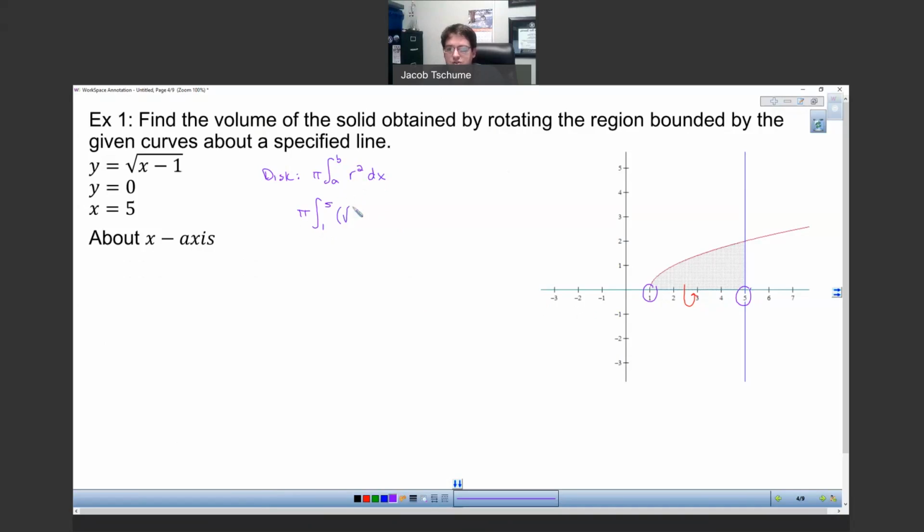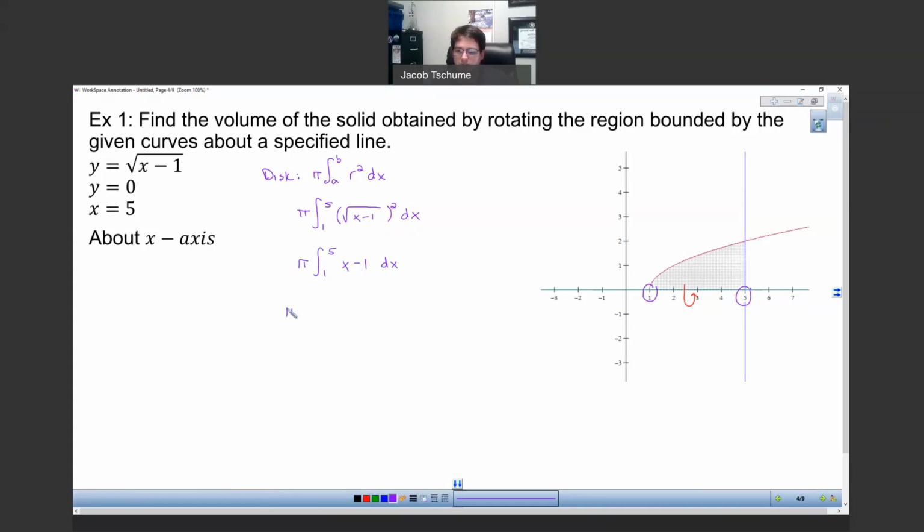So you would take the square root of x minus 1, square it, and we're going to integrate this in terms of x. Well, it's nice here, even though it was a square root problem, when you square a square root, that goes away, and you get pi times the integral from 1 to 5 of x minus 1 dx. And now it's the same kind of problems we've been doing for the last few sections.